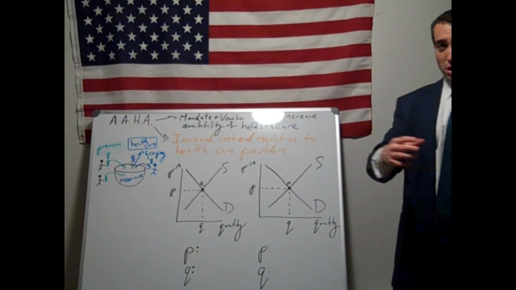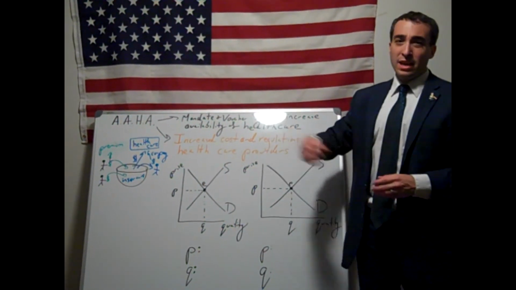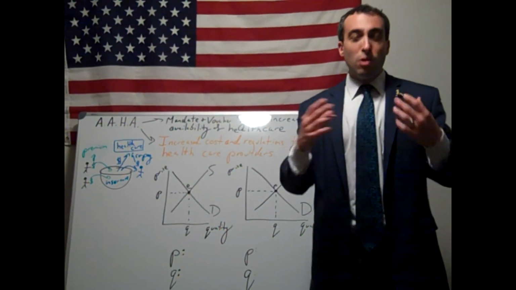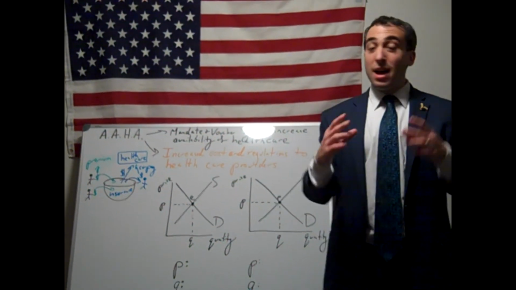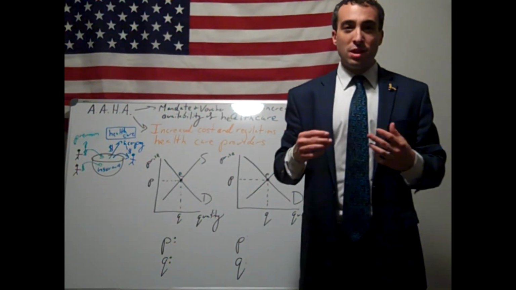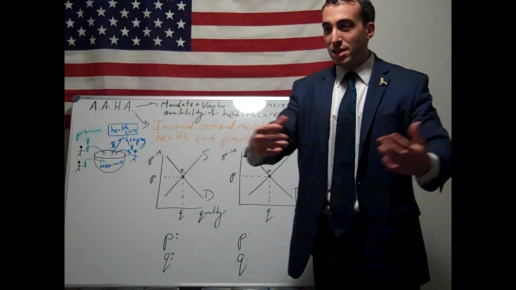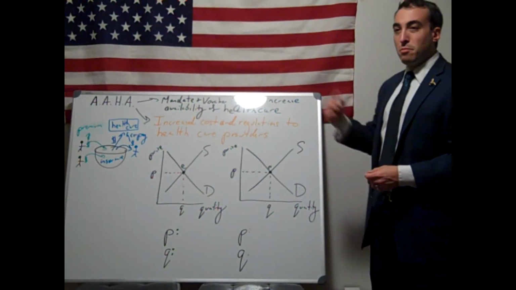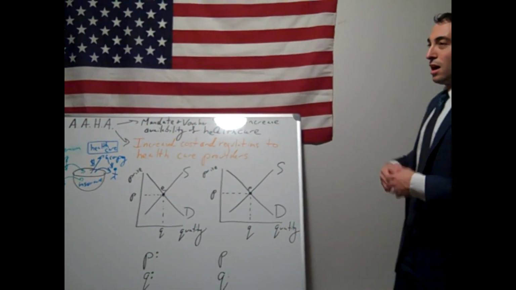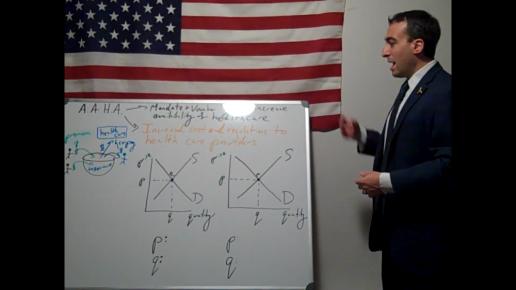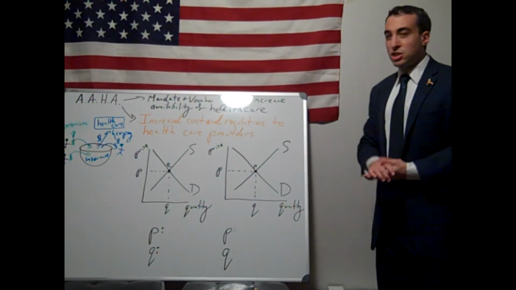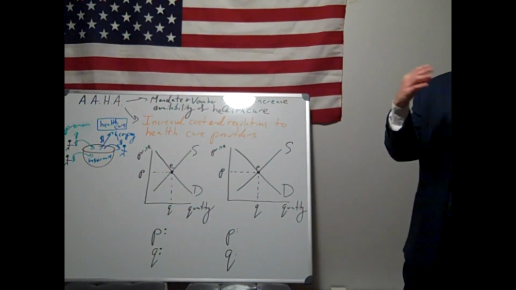So for our example, we're going to take a look at the ACA, also known as the Affordable Care Act, also known as Obamacare. Not coming down politically on one side or the other of it, we're just going to take a look at its two core concepts. The first one being the mandate and voucher system increase the availability of access to health care, and two, there is a general increased cost and regulations to healthcare providers.